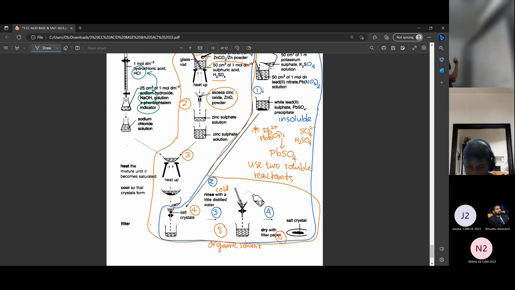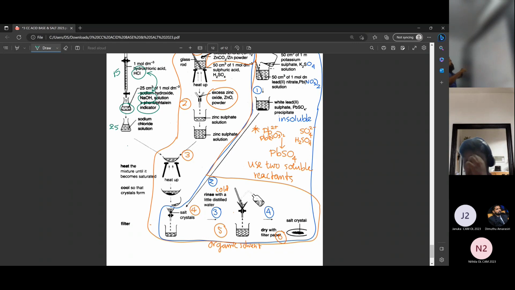We use an indicator to see whether the reaction is over or not. So we take 25 cm cube of sodium hydroxide and put it into the conical flask. We do titration and put HCl in the burette. We run the titration, and when the indicator changes color, we find the volume needed of HCl. Let's say you need 15 for this 25. Now we know 25 cm cube of sodium hydroxide needs exactly 15 cm cube of HCl from the titration.